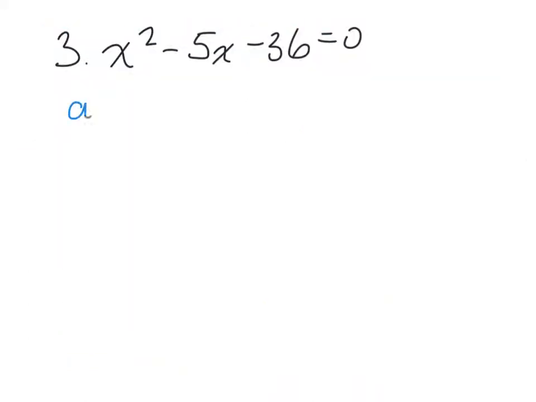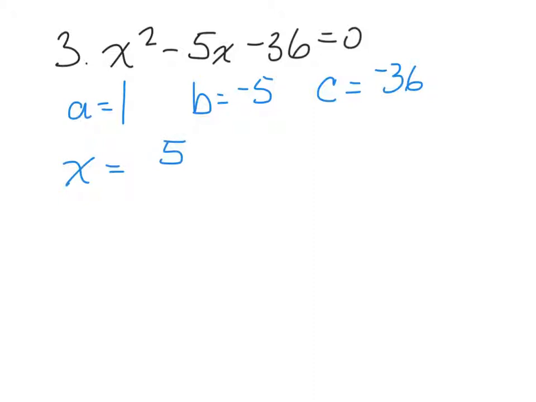So A is 1. B is negative 5. C is negative 36. We good? Yeah. Okay, so now we're going to plug it into the formula. X equals negative b. Okay, so negative 5 is just going to be 5, plus or minus the square root b squared. So negative 5 times negative 5 is 25.